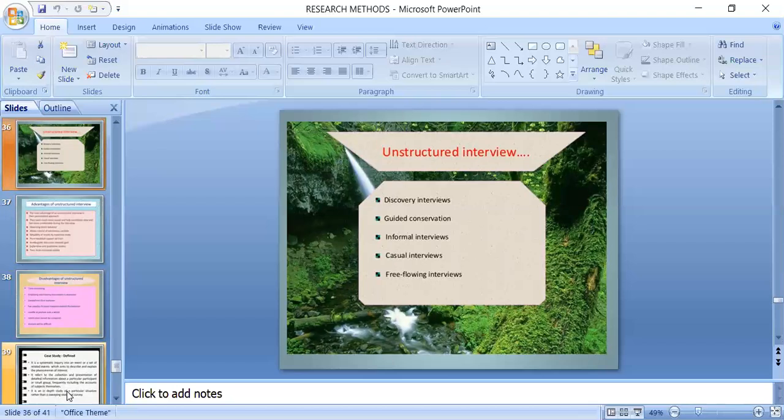Unstructured interview. The third type is the unstructured interview. This is also called a discovery interview, guided conversation, informal interview, casual interview, or free-flowing interview. For interview purposes, we are looking to access the general experiences and qualities.